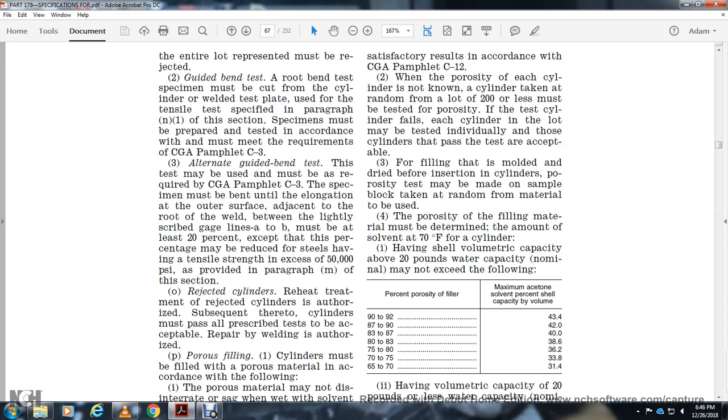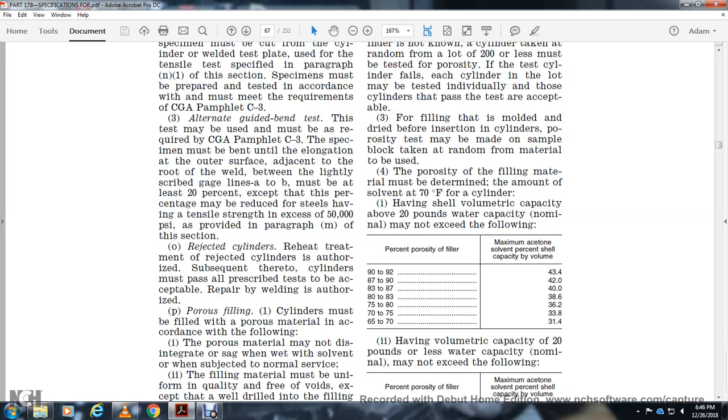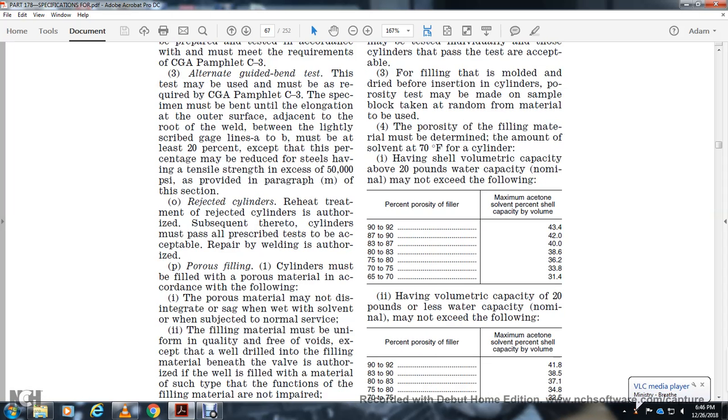Subsequently thereto, the cylinder must also be prescribed with acceptable repair welding and authorized porous filling. Cylinders must be filled with porous material according to the following: porous material may not disintegrate or sag when welding, solvent, with the normal surface. Filling material must be of uniform quality, free of voids, except with the weld, drill the filling with the material band with the valve.